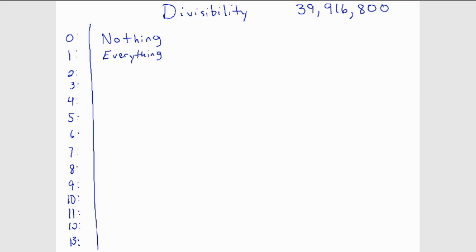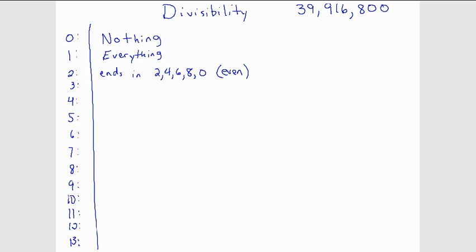2. 2 is an easy one to remember. It's anything that ends in 2, 4, 6, 8, or 0. In other words, it is an even number. And we can tell my number here, 39,916,800, is even because it ends in 0. So this will be divisible by 2.